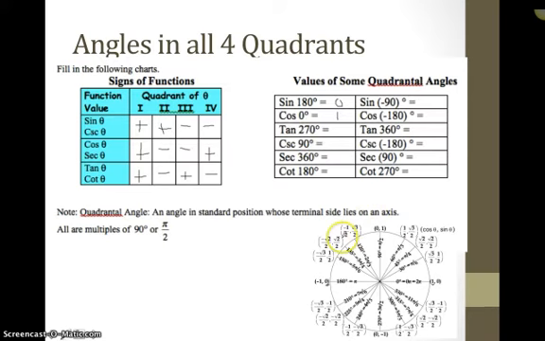Tangent of 270, come all the way over here, we solved this guy before. It's y divided by x, -1 divided by 0 is undefined.